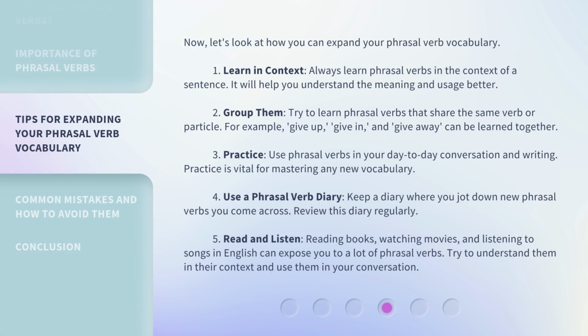Now, let's look at how you can expand your phrasal verb vocabulary. 1. Learn in context. Always learn phrasal verbs in the context of a sentence. It will help you understand the meaning and usage better. 2. Group them. Try to learn phrasal verbs that share the same verb or particle. For example, give up, give in, and give away can be learned together.